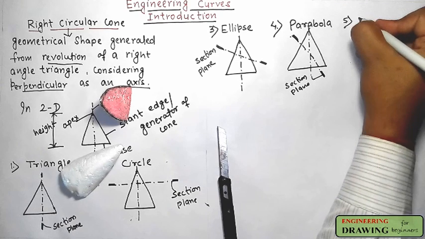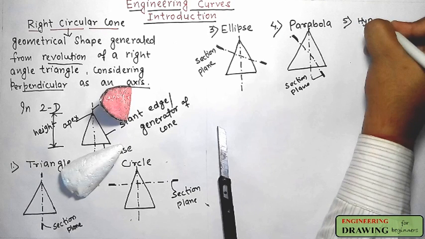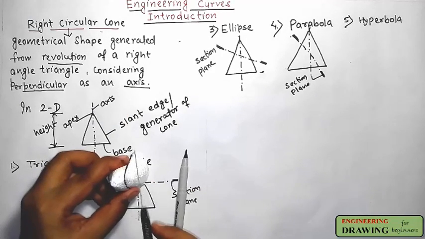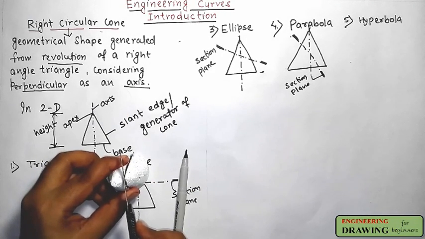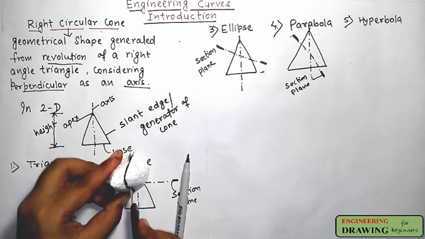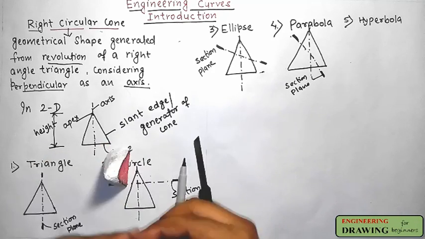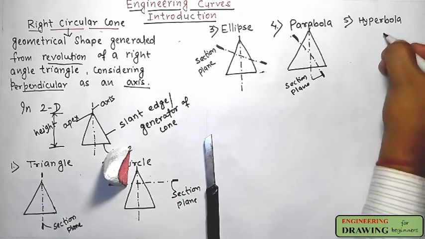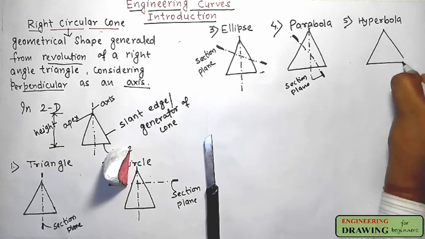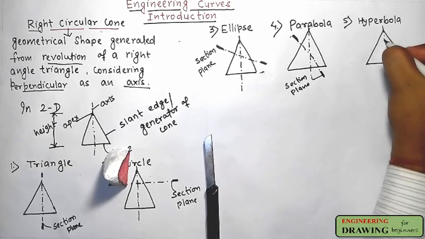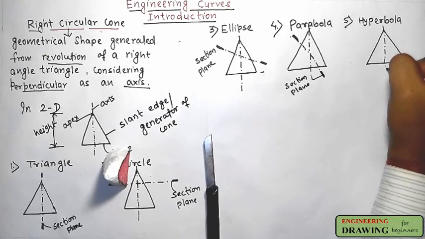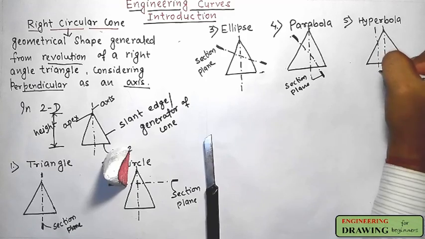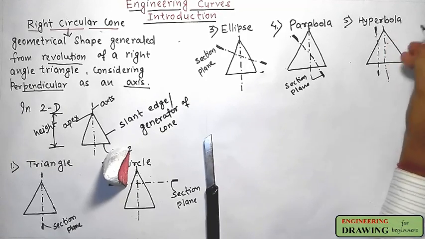Fifth one is hyperbola. If the cutting plane is parallel to the axis of the cone, then a hyperbolic shape will be generated. This is a hyperbolic shape. In two dimensions, this is a right circular cone. This is the central axis of the cone. And this is our section plane parallel to the axis.